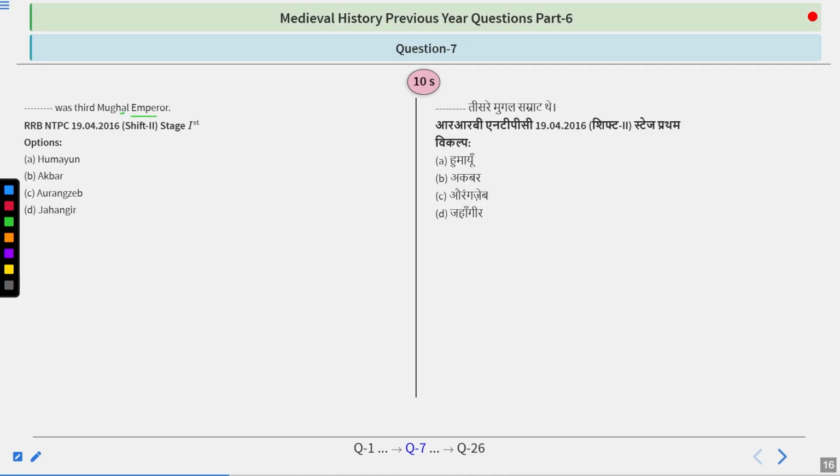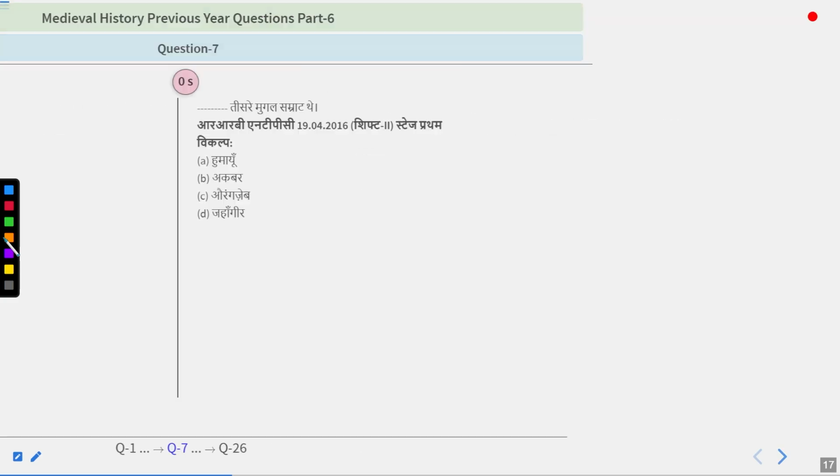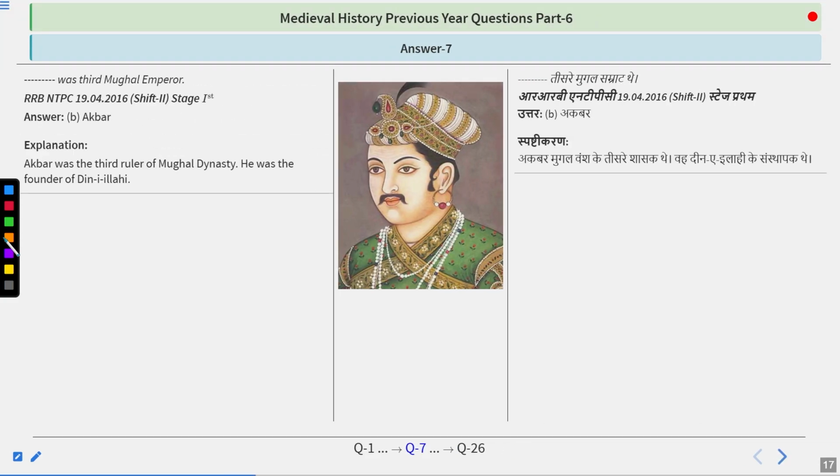Who was the third Mughal emperor? Humayun, Akbar, Aurangzeb, or Jahangir? So take your time and figure out this answer. And the answer is Akbar.